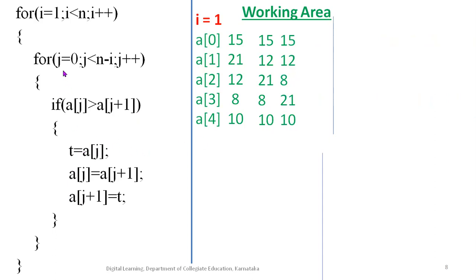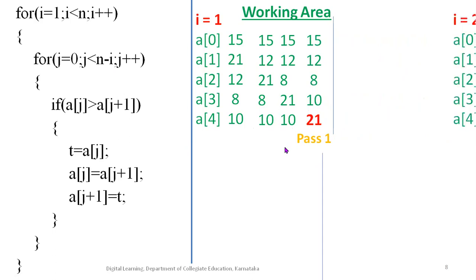Now next j changes to 3. So a of 3 greater than a of 4. So again 21 and 10 are being compared. Is 21 greater than 10? Yes, true. Again the swapping happens between these two variables. So 21 and 10 are exchanged. Now the list is going to appear like this, and you can see that the 21 at the end of the j loop, the highest element in the list, has occupied its place. Now this we call pass 1.